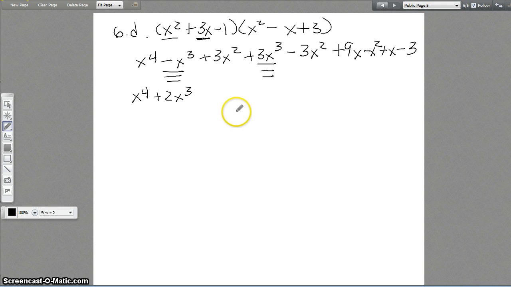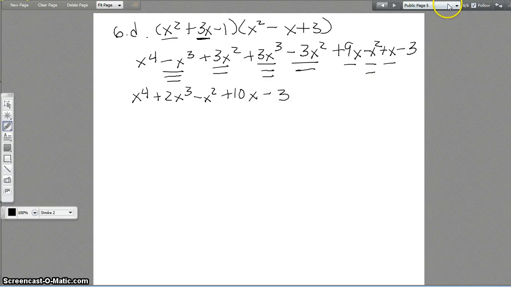Now I'm going to double underline all my x squared terms. So there's an x squared, and there's an x squared, and there's an x squared. So I have 3x squared minus 3x squared, that's 0x squareds. And then I have minus x squared. So that is negative x squared. Now I'm going to single underline all my x terms. So I have 9x and I have x. 9x plus x, that is 10x. And then I still have a negative 3.